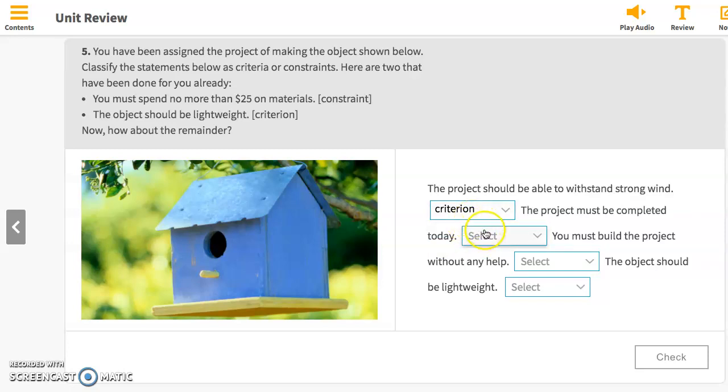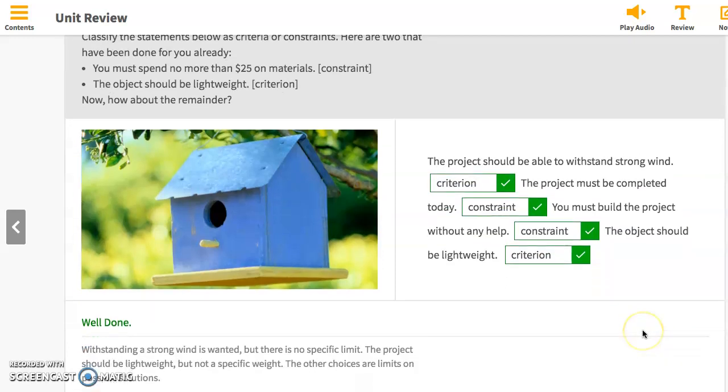It's not saying you gotta watch out for this. The project must be completed today. Whew, that's a constraint. You must build the project without any help. Ooh, constraint. The object must be lightweight. That's what you want to happen, so it's a criteria.